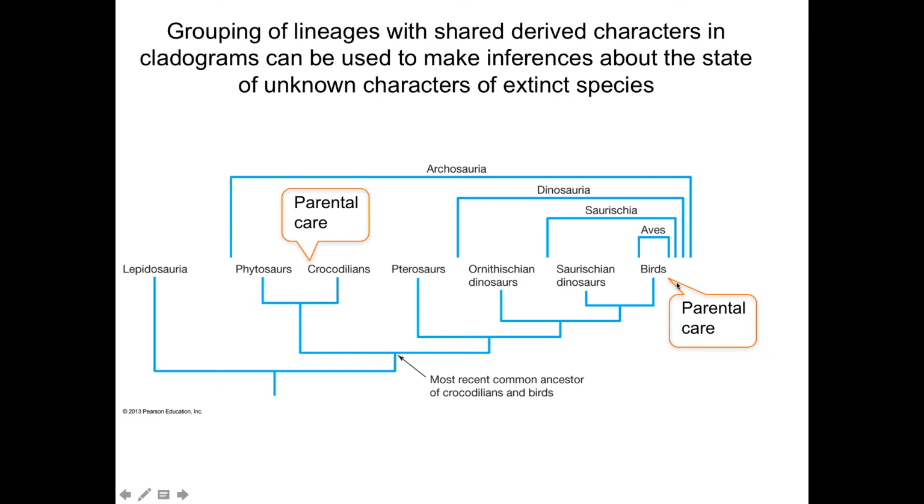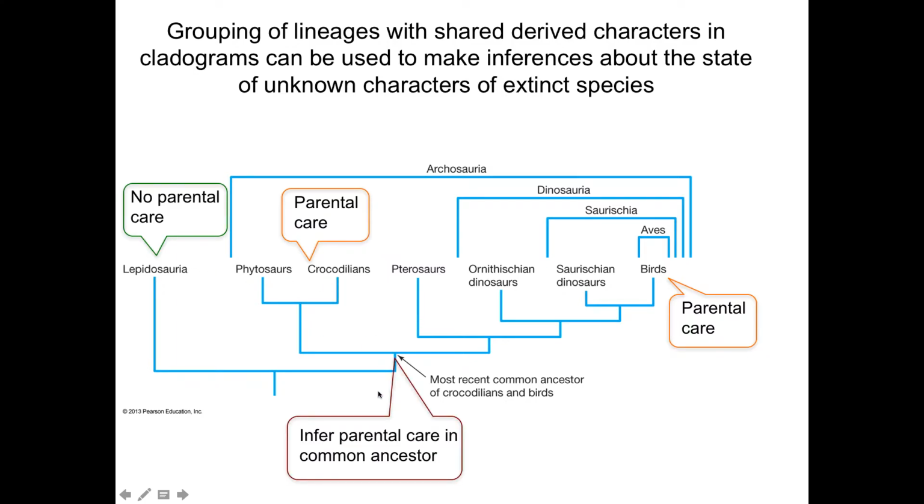We know parental care is in birds and crocodiles, which are both living or extant groups, and it's rare in lepidosaurs. So you can infer that parental care was shared by the common ancestor of all archosaurs. The simplest hypothesis is therefore that extinct archosaurs, such as the dinosaurs, also probably had parental care. So lineages that share derived characters can be used to infer the state of unknown characters in extinct species as well. Okay?